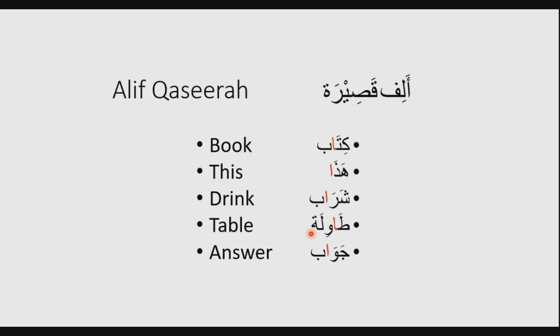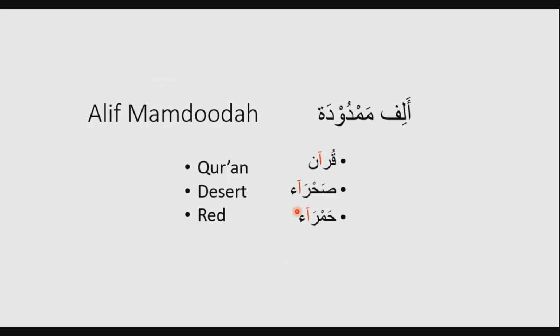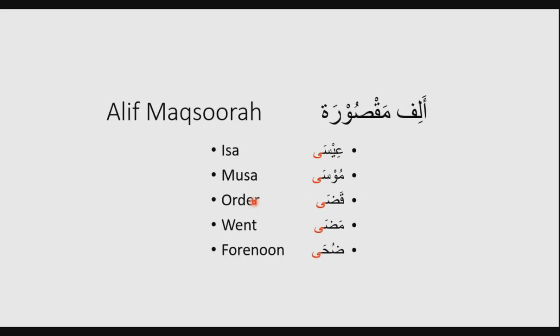We'll go with some examples. For alif qasira, the red ones are the alif. It is the kitab, hada, sharab, tawila, jawab. I have given the English meaning so that you can learn and get into some vocabulary. Then comes alif mamduda. This is the mad, you elongate this. So this Quran, sahra, hamra. This is alif mamduda. You can just return back to the video to go through the meanings and get on with your vocabulary.